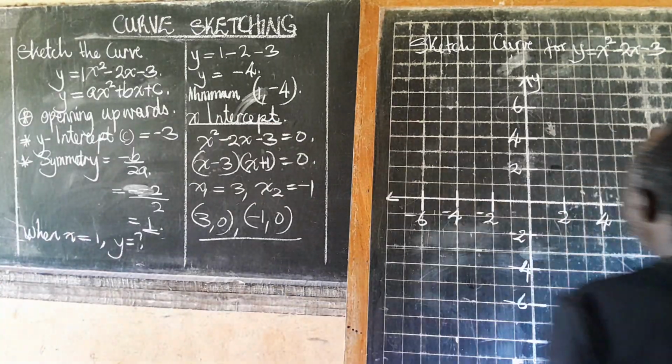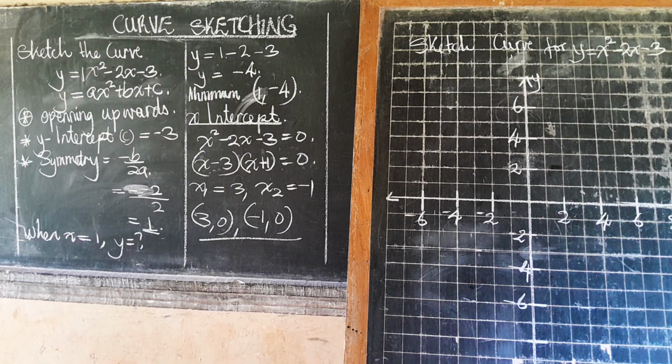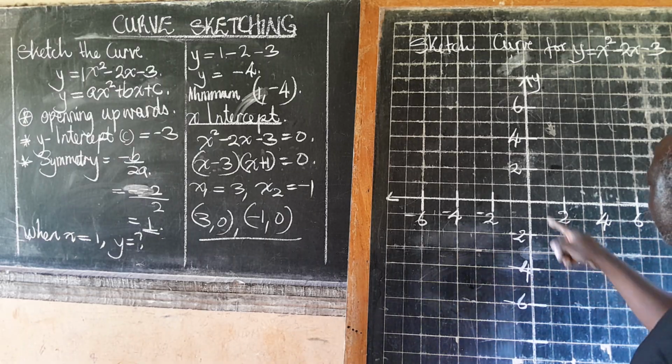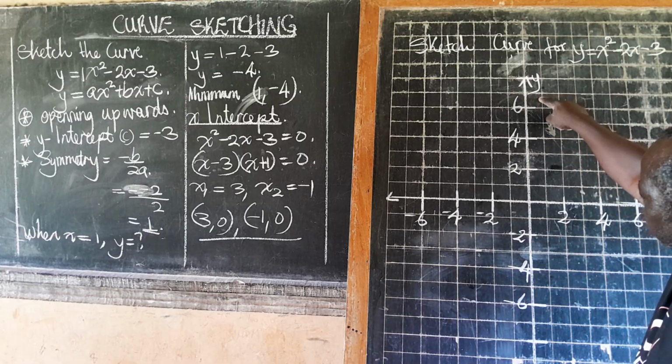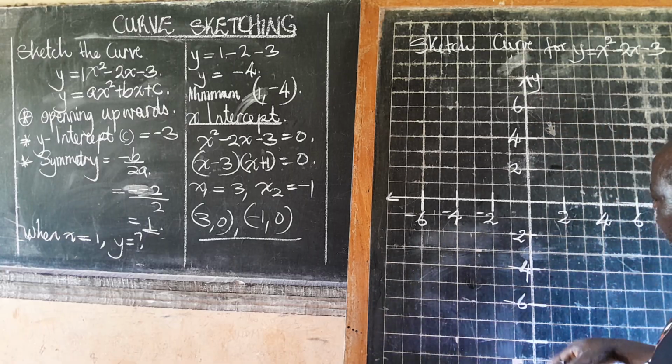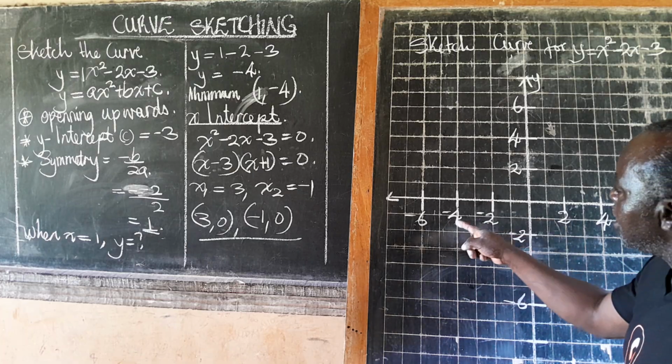Now let us come to our graph. Don't forget, we have to sketch the curve for y equals x squared minus 2x minus 3. Now we draw our graph. Don't forget to label the axes; when you don't label the axes, you lose marks. This is the y-axis, this is the x-axis. Now we have intervals of 2: 2, 4, 6, 8, and negative 2, negative 4, negative 6.